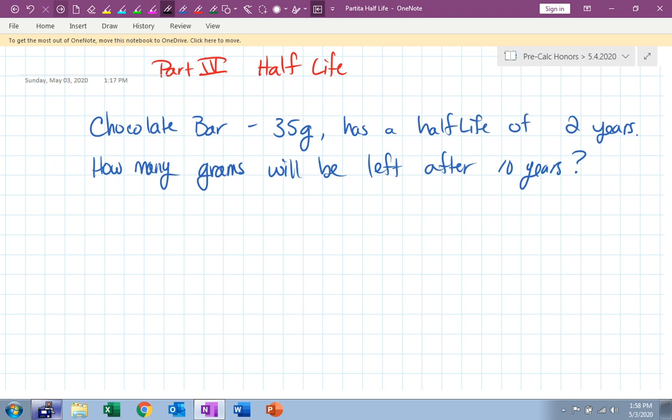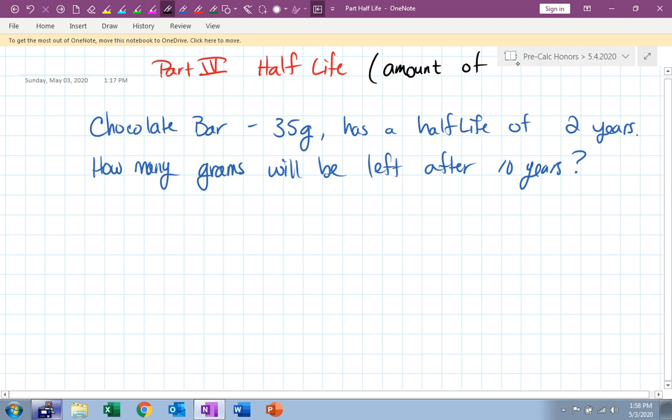So let's talk about a chocolate bar. This deals with half-life. It's not the video game Half-Life, but really all half-life is, is the value of t, or the amount of time it takes for the original value to be half. So the amount of time it takes to get half of the original amount.